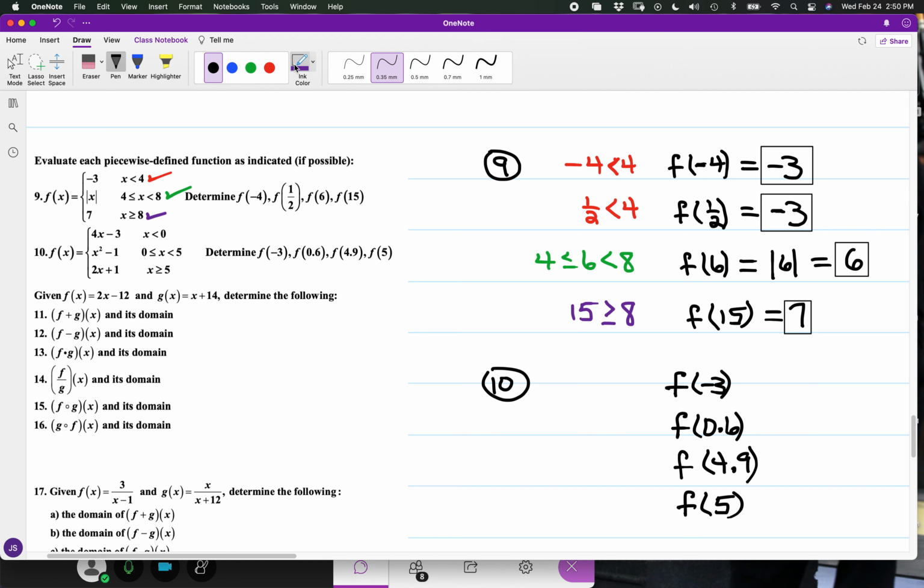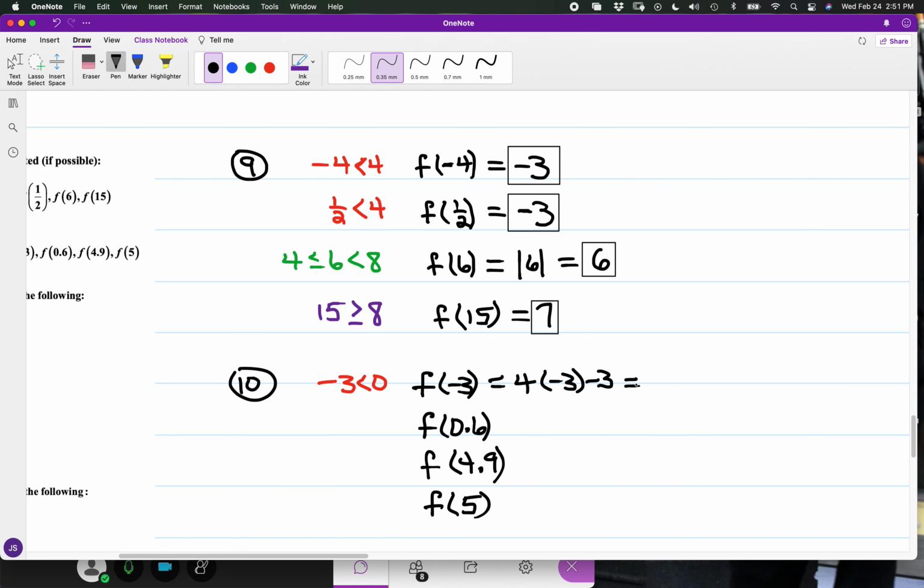Okay, so with -3, now -3 is a number that is negative, and anything that is negative is going to be less than 0. So we use this part here. For any negative value, you're going to have the application of 4x minus 3. So here we're going to have 4 times -3 minus 3. And 4 times -3 is -12, and -12 minus 3 comes out to -15.